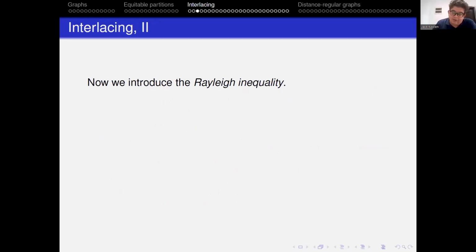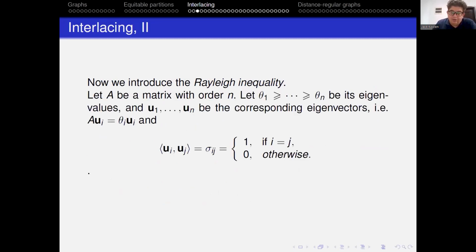So we already have seen the Rayleigh inequality. So we have a symmetric matrix of order n. I'm sorry, I've forgotten, A must be symmetric. That is important.